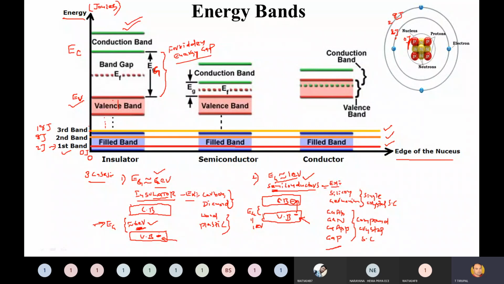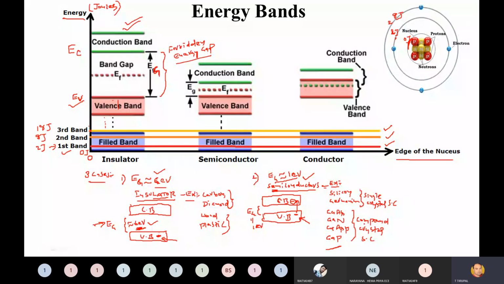Certain questions come in competitive exams like this. Name some semiconductors in the following list. They will be asking: A. Silicon, B. Germanium, C. Gallium arsenide, D. All the above. So your option should be all the above, because even gallium arsenide is a semiconductor. It is also acting like a compound crystal semiconductor, right? So you should know about compound crystal semiconductors also.